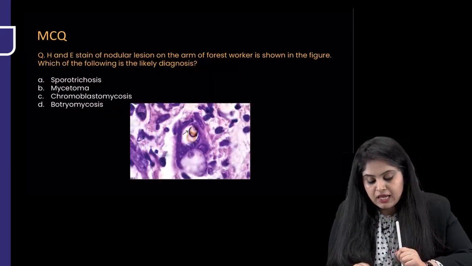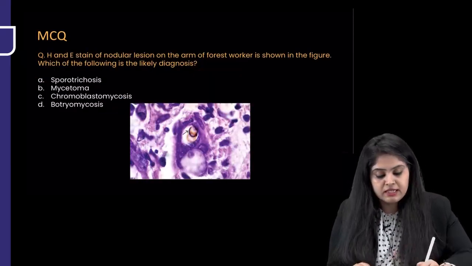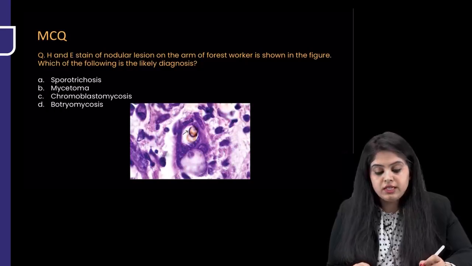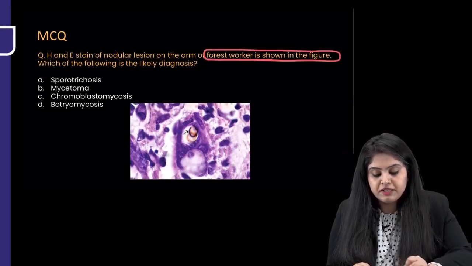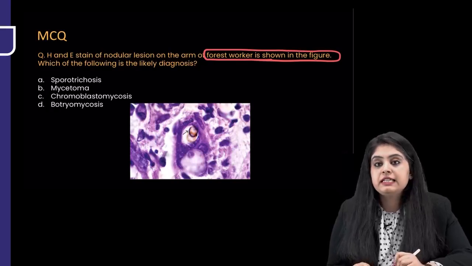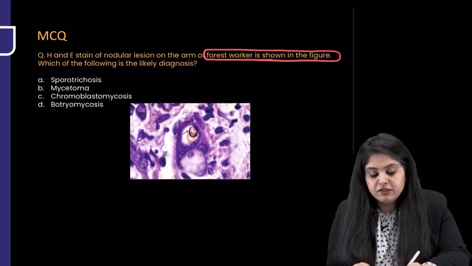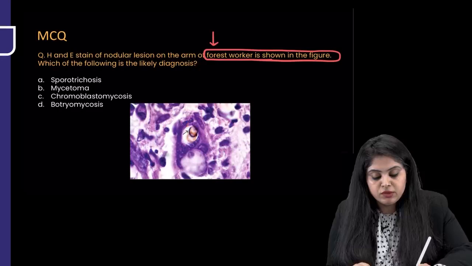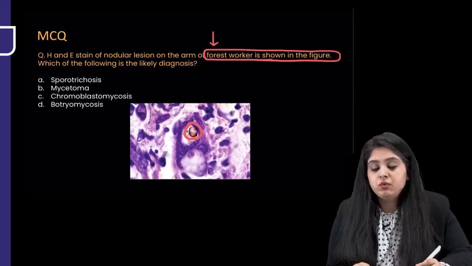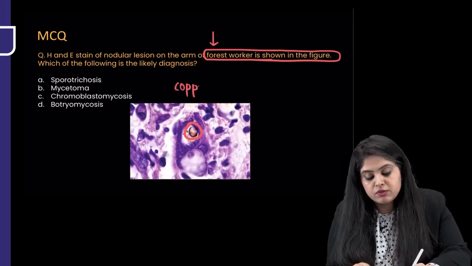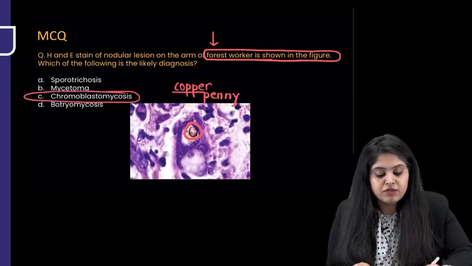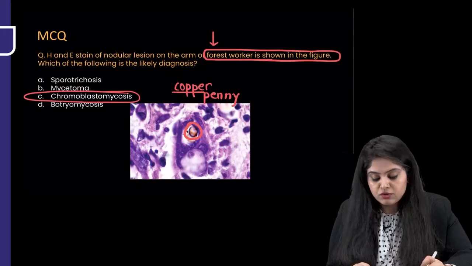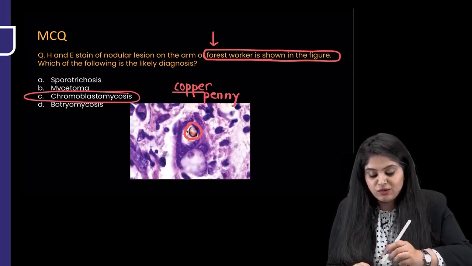Moving on to the last question that we have in this category. There is an H&E stain of a nodular lesion of the arm of a forest worker that is shown in the figure. Which of the following is the key diagnosis? So when you see, firstly you see a forest worker. Secondly, you are going to see that there is a brown color body, and immediately what comes to your mind is a copper penny body. As soon as I say copper, the color is coming and your answer is in front of you. That is chromoblastomycosis.